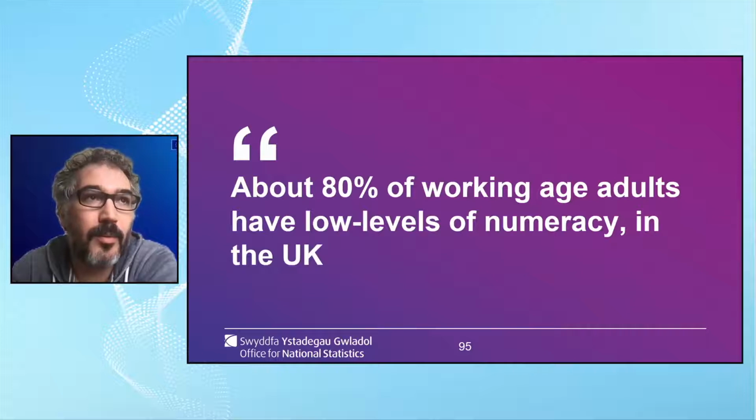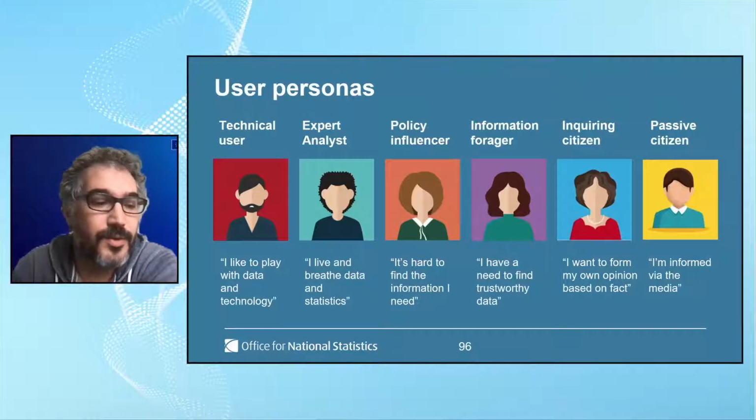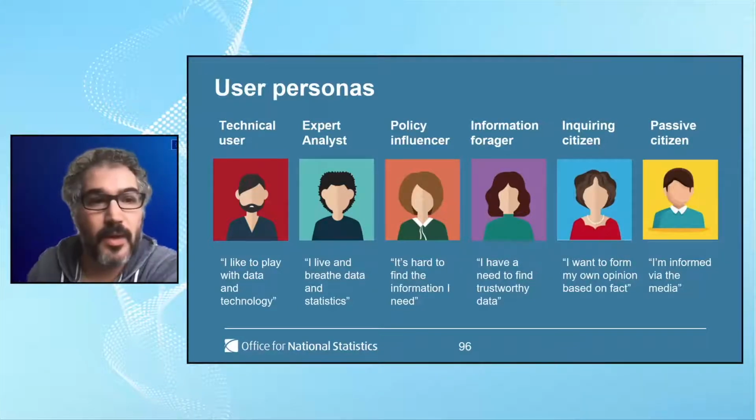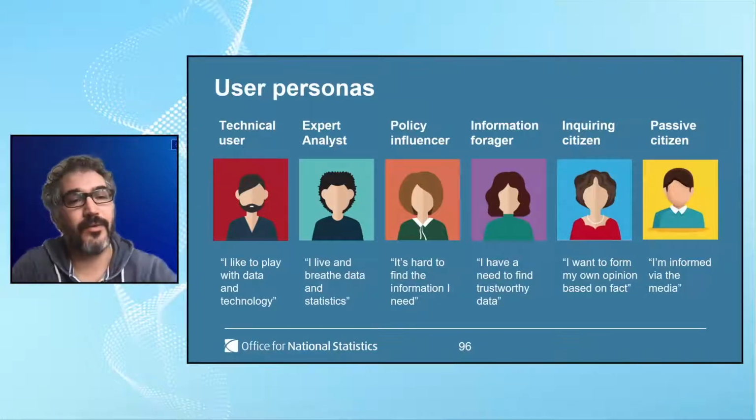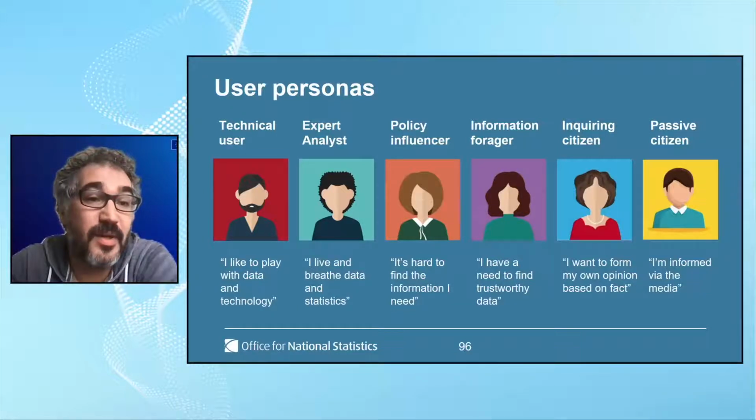We're making a promise to people when they fill in their census that it's about them, that we should be able to bring that back to them, that the large majority of the population should be able to engage with the data at the end of the day. We're trying to reach a very broad set of audiences at the ONS. These reach from technical users, expert analysts, and policy influencers, all the way down to inquiring citizens and even passive citizens who wouldn't necessarily find themselves directly on our website, and that we're trying to reach indirectly through things like the mainstream media.